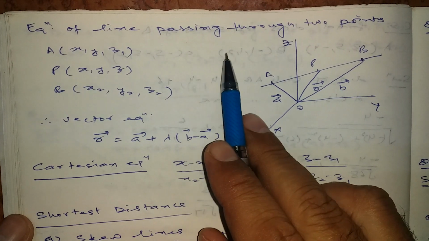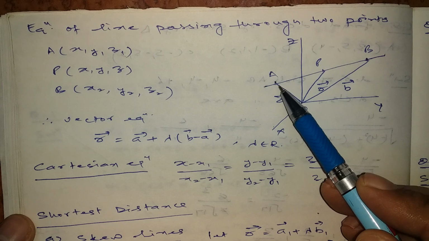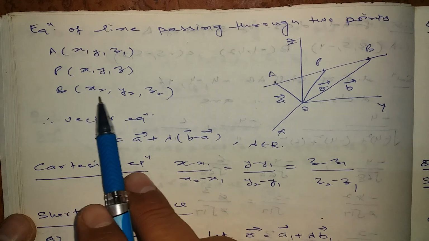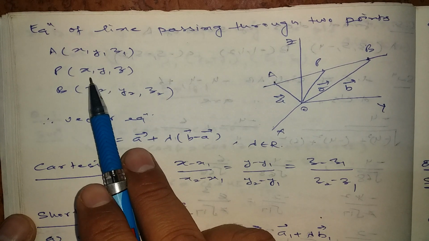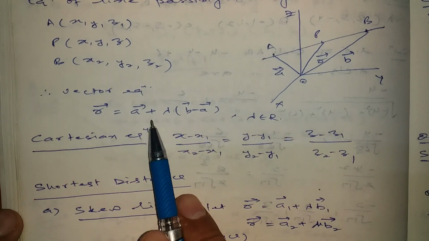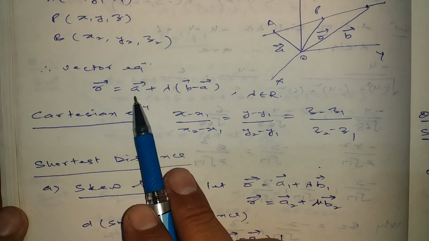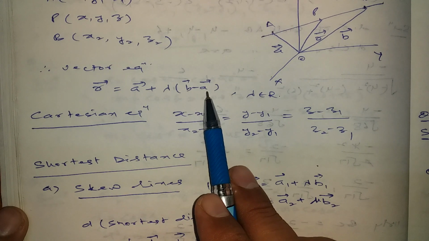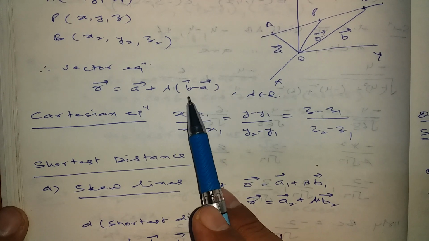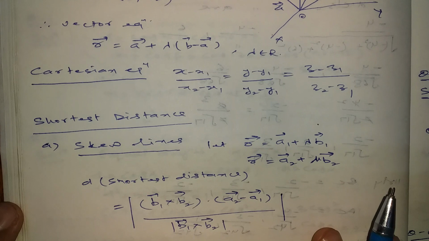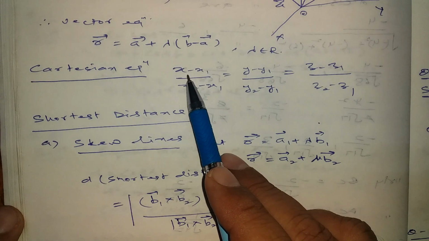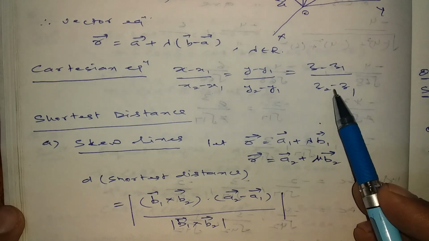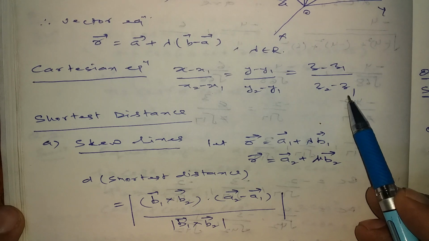Next is the equation of a line passing through 2 points. Let the line pass through points A and B with coordinates (x1, y1, z1) and (x2, y2, z2). P is any arbitrary point with coordinates x, y and z. Then the vector equation is r vector equals a vector plus lambda times (b vector minus a vector). So this is the equation of the line passing through 2 points. The Cartesian equation of this line is (x minus x1)/(x2 minus x1) = (y minus y1)/(y2 minus y1) = (z minus z1)/(z2 minus z1).